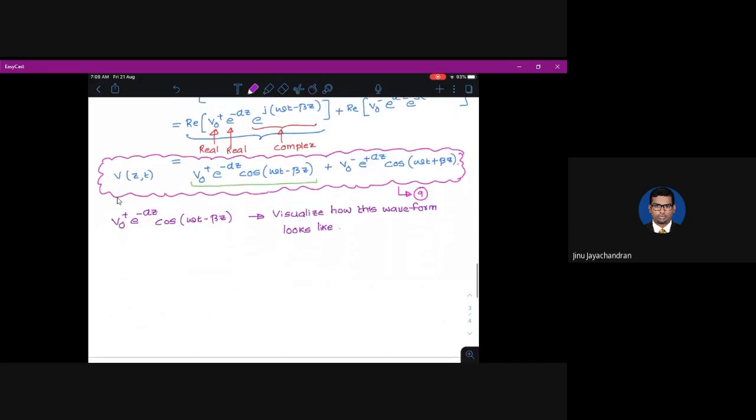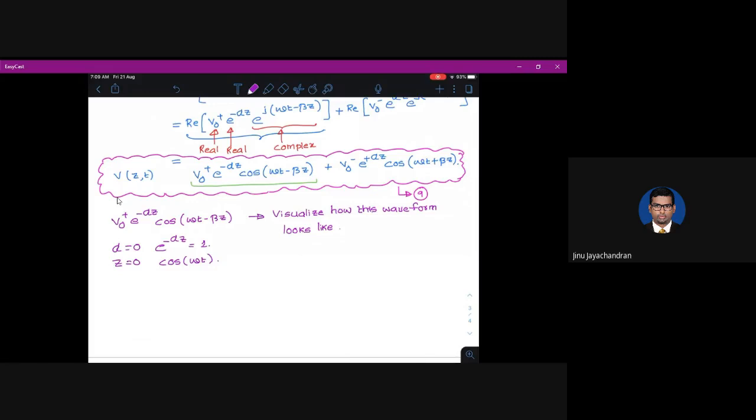Fine. So let's start from a very simple value. Let's say alpha is 0. So your e raised to minus alpha z is equal to 1. And then let's say z equal to 0. So you have cos of omega t.